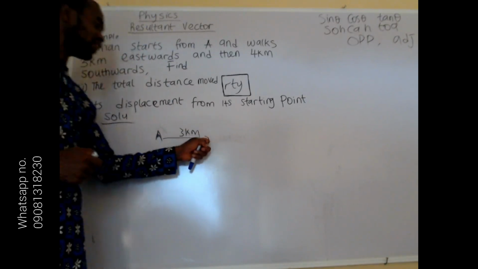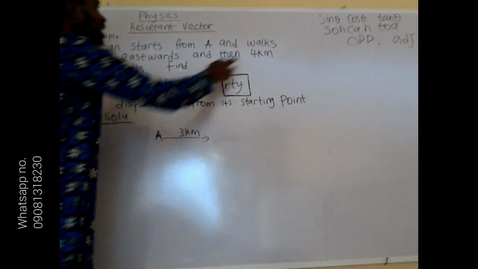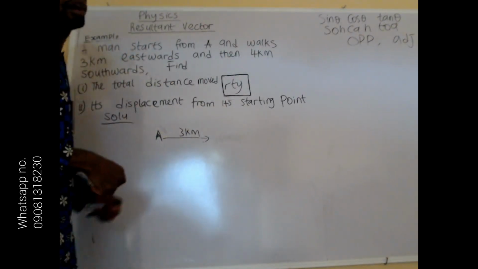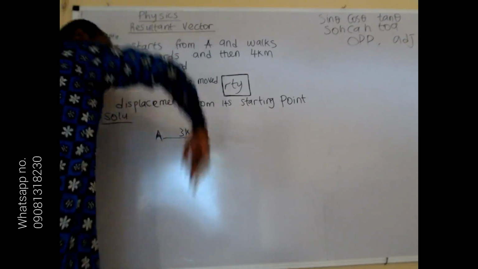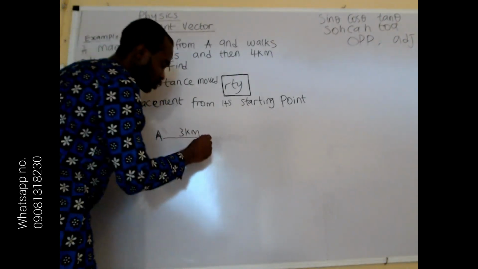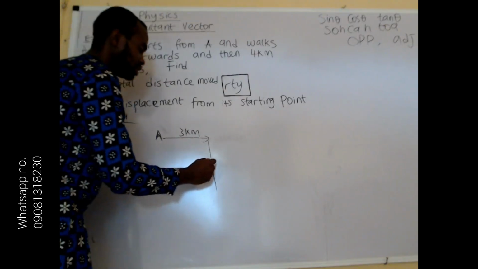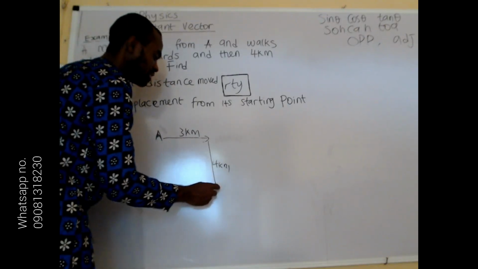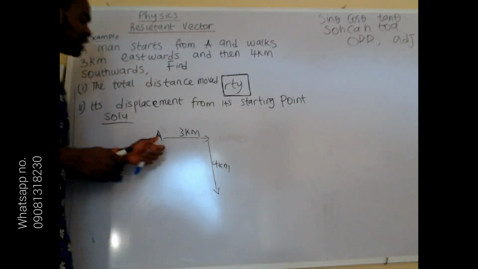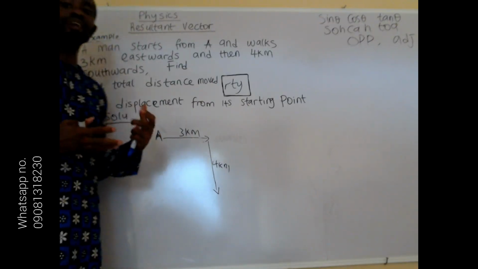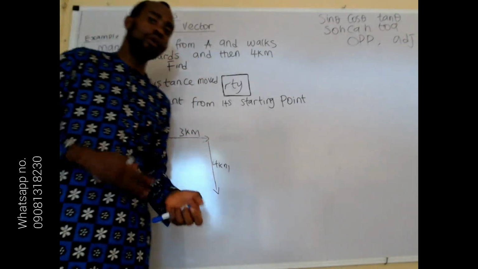And from this final point, he starts another new journey, 4 kilometers southward, which is the downward direction. Still not drawn to scale, but drawn logically, so this should be a bit longer than this. Now, these are two vectors, displacements, because the distances came with their direction. So then I differentiate distance from displacement.